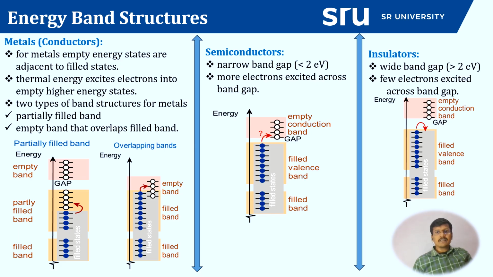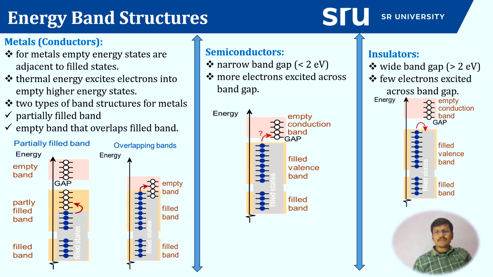Because the gap is small, thermal energy available at room temperature can excite some of the electrons into the conduction band. Therefore, these excited electrons can contribute to the current flow.